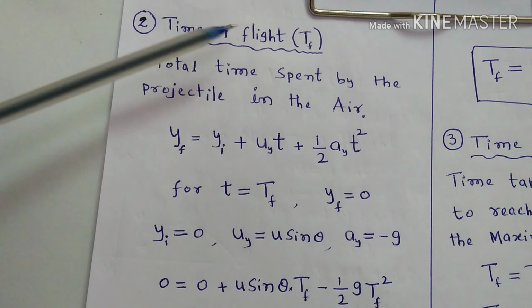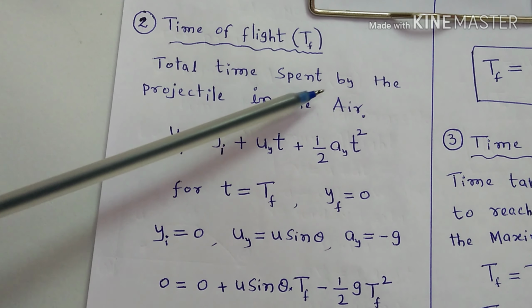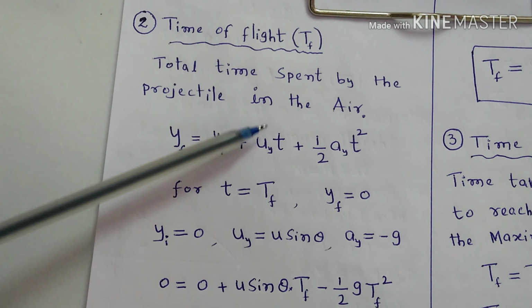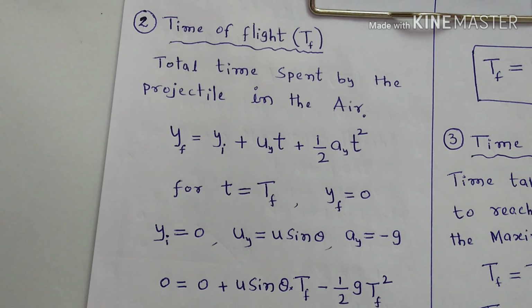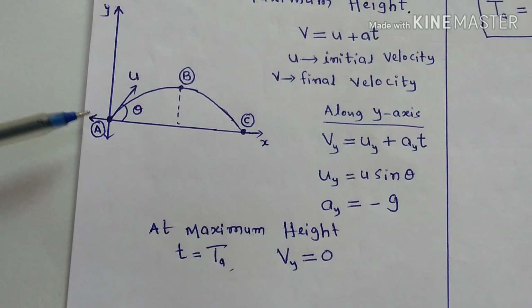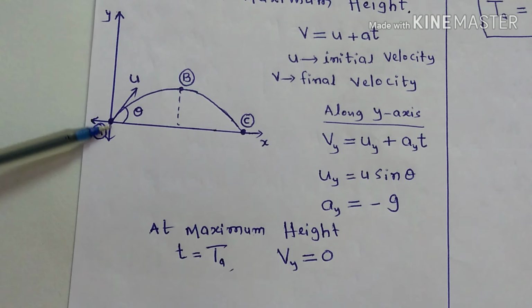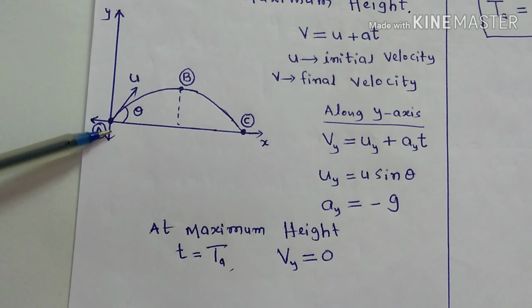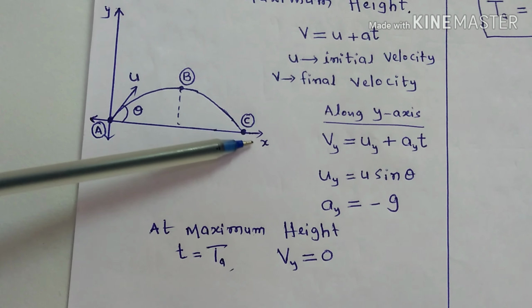This is time of flight, Tf. It is the total time spent by the projectile in the air. That is called time of flight. See here, time of flight means the time taken by the particle to travel from A to C.